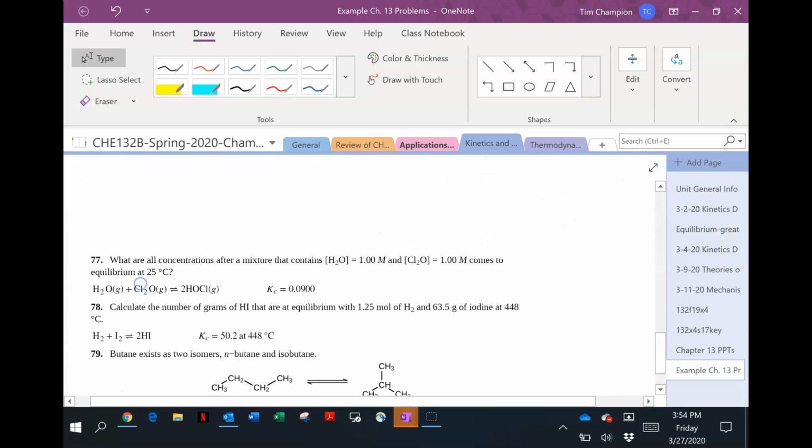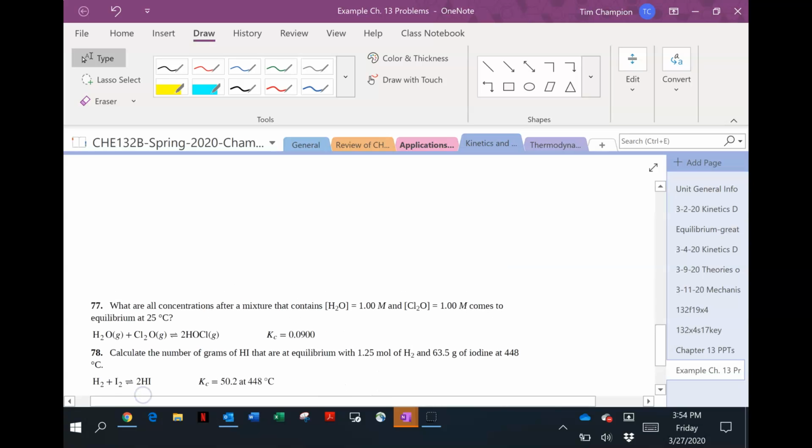All right, let's skip on down here and take a look at this one. Maybe I'll use some of this space up here. So this is jumping down a little further. What we have here is an equilibrium problem where water is reacting with dichlorine oxide, Cl2O, and forming 2 moles of hypochlorous acid, HOCl. And we're given initial conditions, and we're asked to figure out what the equilibrium conditions are. So 77, I'll work up here. We're going to make an ice chart.